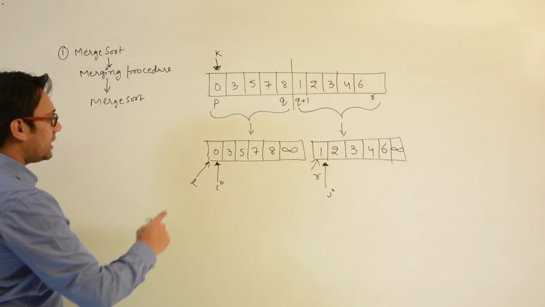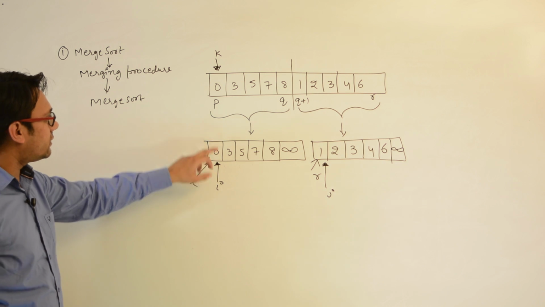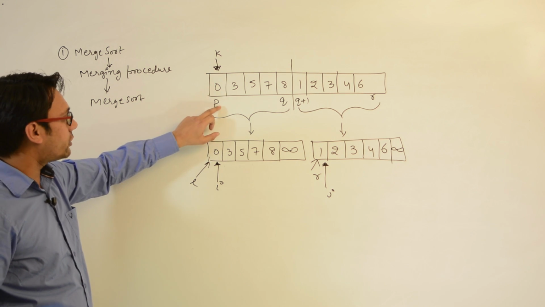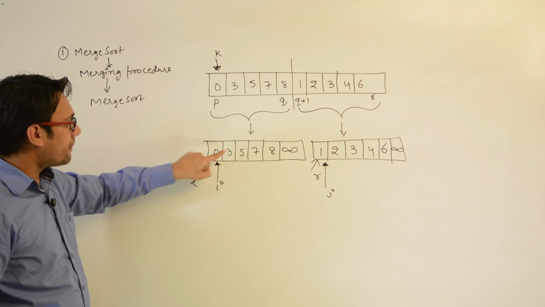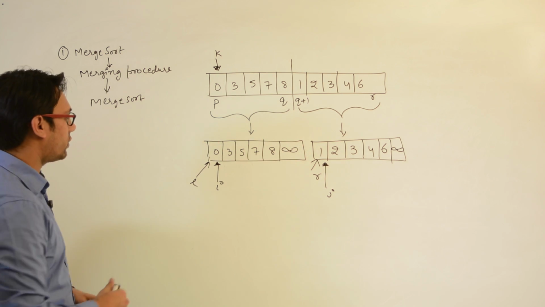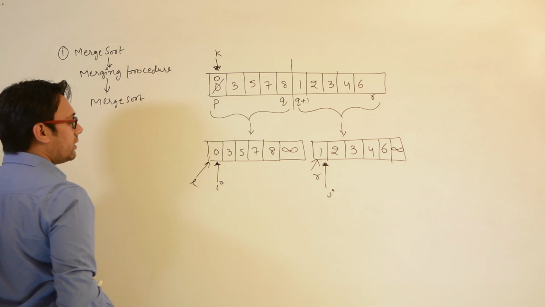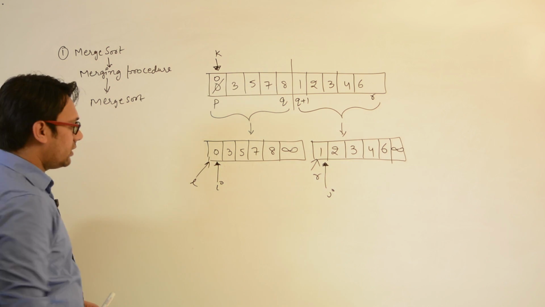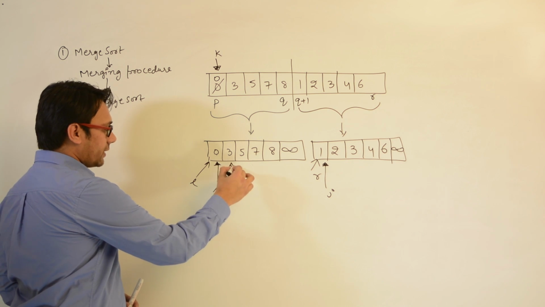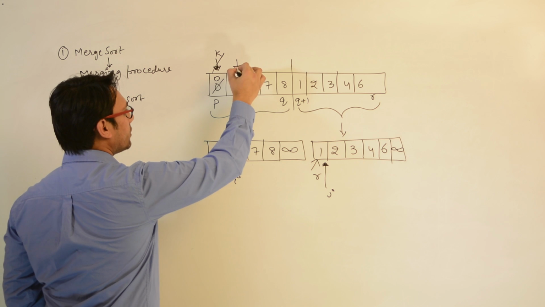Okay. So initially let us see, we have 0 and 1. In the first case, K is pointing to the index location P. Now compare 0 and 1. You can see 0 is less than or equal to 1. Therefore we are going to copy 0 here, and because we copied from this array, we are going to increment the value of I. So I will be pointing here, and K will be pointing here.